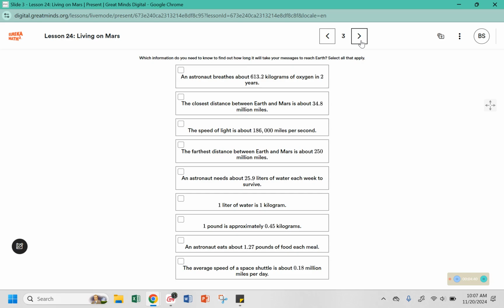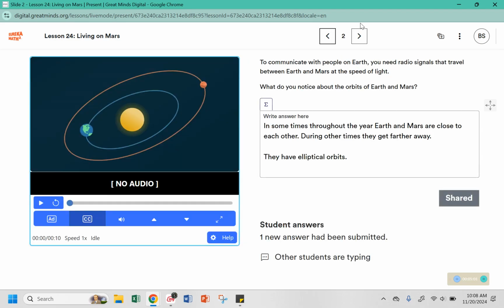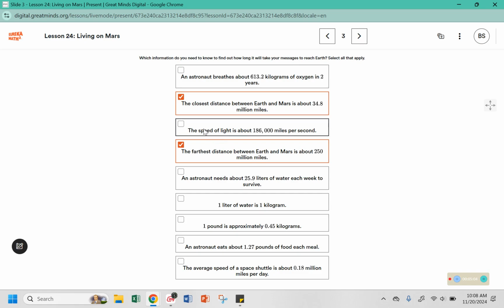Here it says, which information do you need to know to find out how long it will take your message to reach Earth? Select all that apply. We don't need to know about their breathing. The distance between Earth and Mars is definitely important. This one is the closest, and down here we have the farthest distance. It also said in this slide that it travels at the speed of light, so we're going to want to know how much the speed of light is. We don't need to know about their water intake, the weights, the food, or the space shuttle at this point in time.